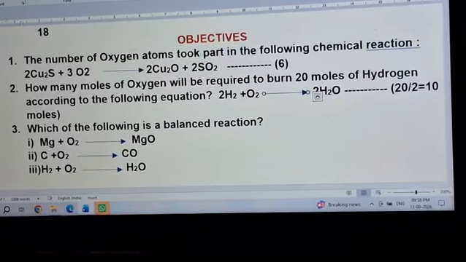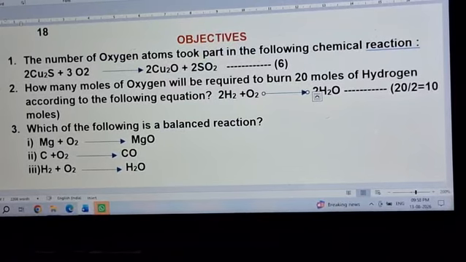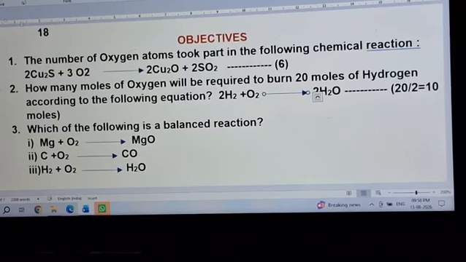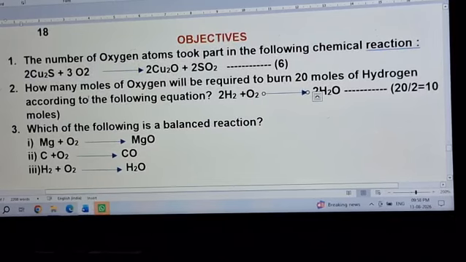I am now dealing with the second chapter of SSC Physics, chemical equations. In chemical equations, I have completed the 2 marks, 4 marks, and 6 marks questions. Now I am doing objectives.